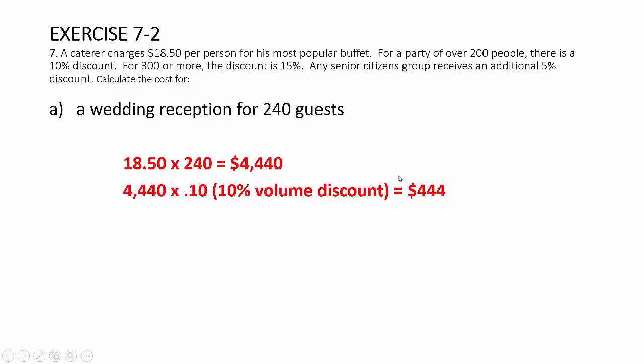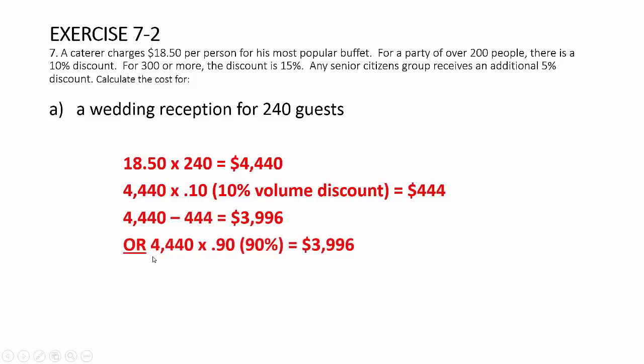$4,490 times 10% means that we are saving $449, so that we can subtract our discount from the original purchase to show that our discounted total after 10% has been removed will be $3,996 instead of $4,490. Of course, we could have done the original price, $4,490 multiplied by 90%.